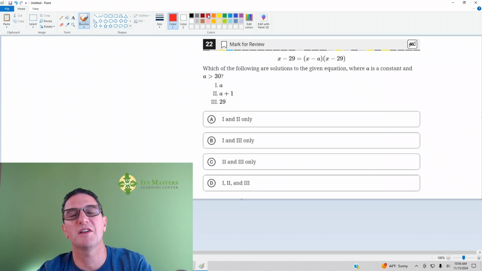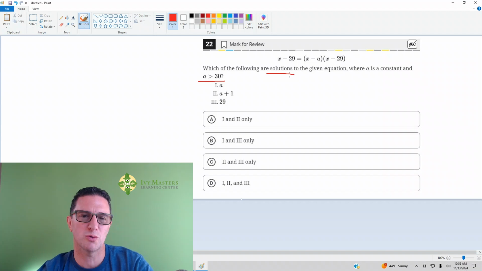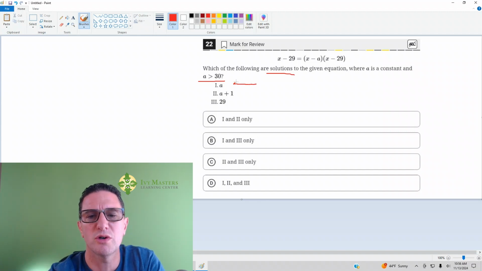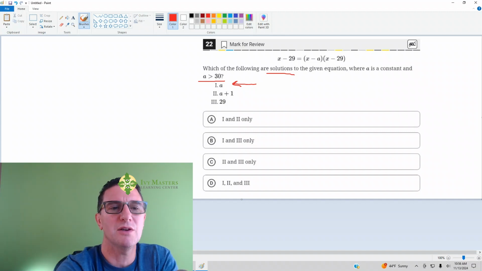This is a 20-second question from Digital SAT Test 3 Module 1. It tells us a is greater than 30, and we're looking for solutions. When we're looking for solutions, we're looking for the x. The easiest way to do this is to use your answer choices, by that I mean the Roman numerals. So I can put each of those in place of x and see if they work.